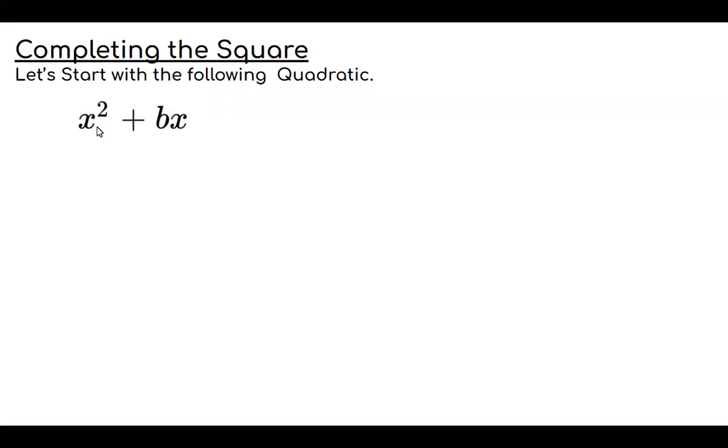Now I'm going to tell you why it's called completing the square. We're going to focus on the first 2 terms of our quadratic equation, just the x squared plus bx. Notice here that we have ax to the power of 2 plus bx plus c. We're just going to focus on these 2 terms, and we're going to make sure that our leading coefficient is always equal to 1.